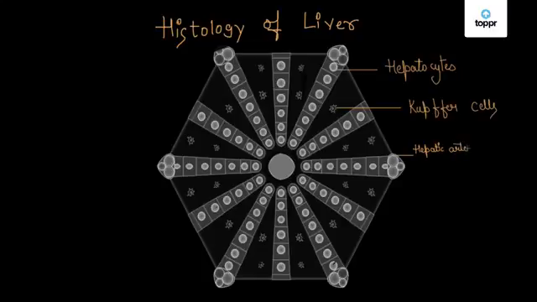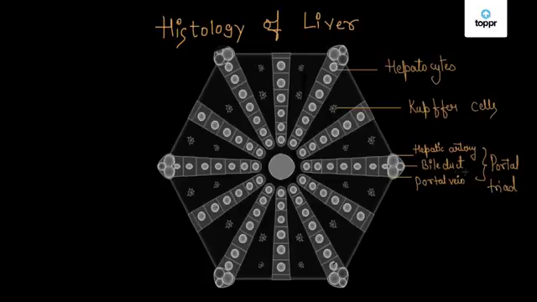This is the hepatic artery. Next to it is the bile duct, and the last one in here is the portal vein. So these three together are termed as portal triad, and they help in the supply of blood throughout the liver.